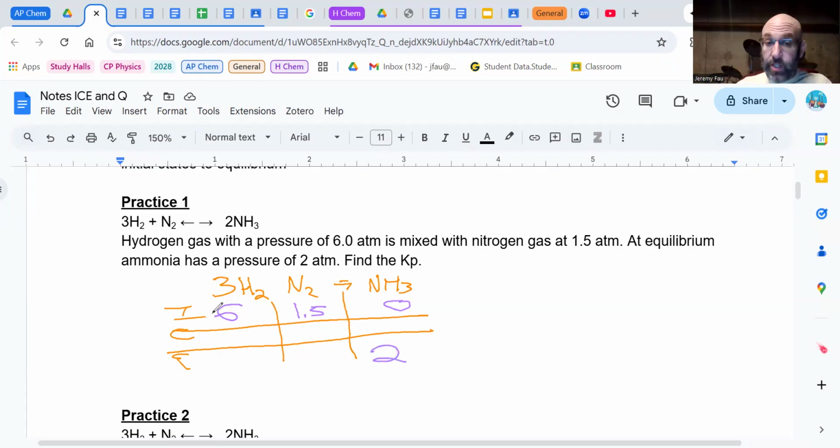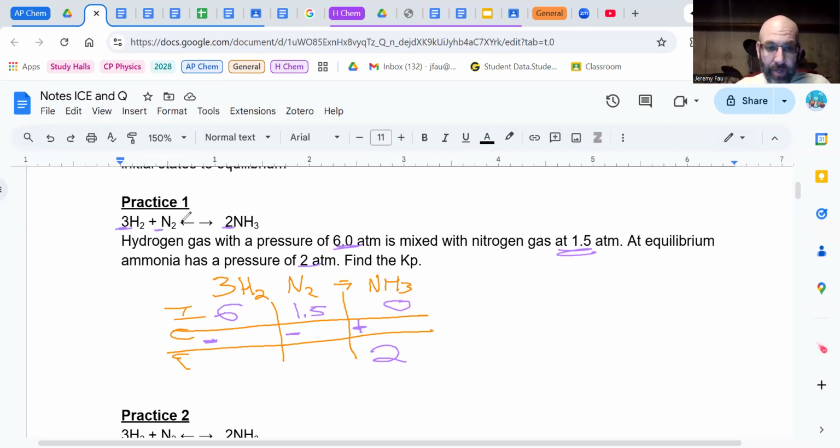All right, so now let's look at the change. By the way, the 6 came from here, the 1.5 came from here, and the 2 is from there. Okay, so let's think about this. When this reaction occurs, we know the H2 and the N2 have to go down. So they both have to change by some negative amount, and the NH3 has to change by some positive amount. Well, we use our coefficients to help us figure out the rate of change.